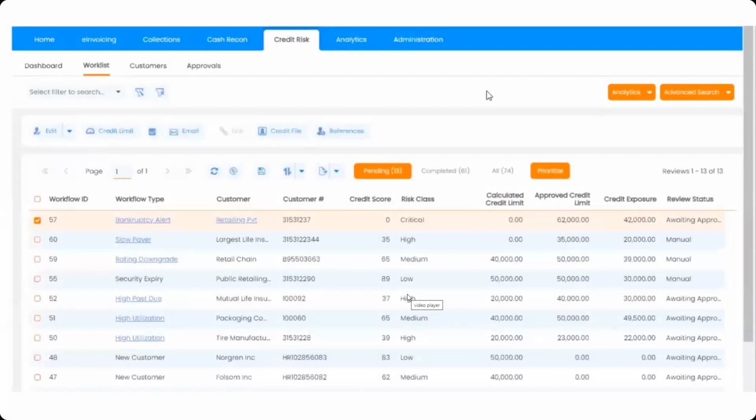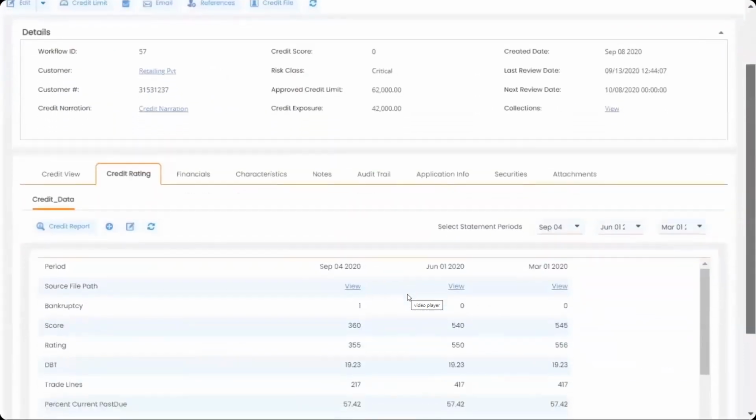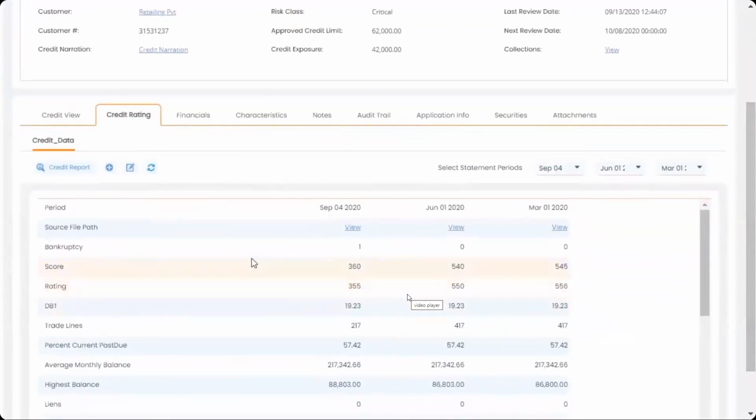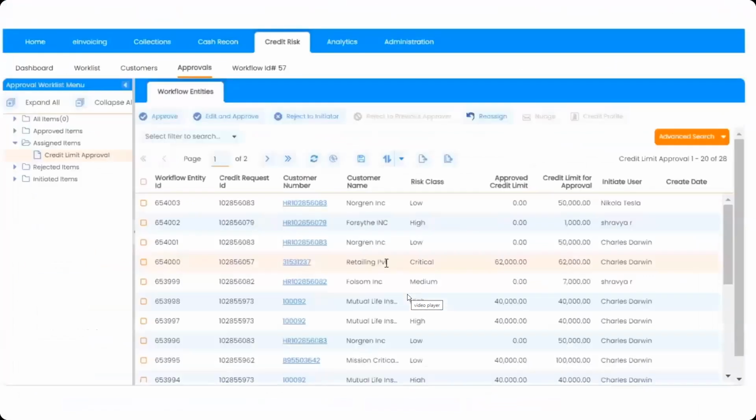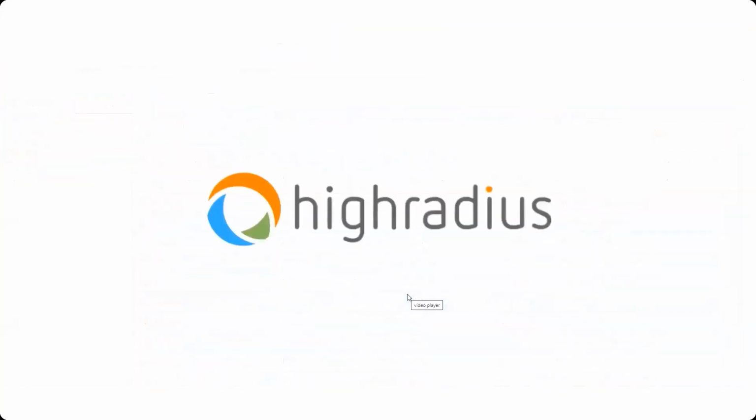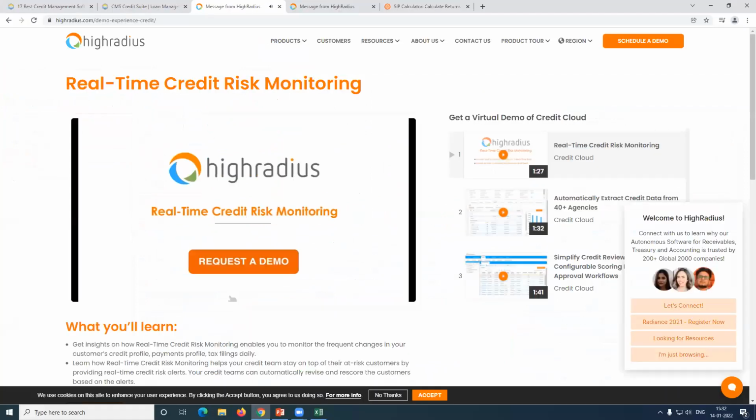Every day, your credit teams receive real-time alerts related to customers' credit profile updates. For instance, if the credit score drops by 200 points or a customer files for bankruptcy, the solution automatically pulls in the latest credit report and financials to rescore the customer and update the credit limit. Through an automated approval workflow, various stakeholders within the credit team can review and approve the revised credit limit. Once approved, the latest credit information, such as risk class and credit limit, is automatically updated in the ERP. Book a free demo and get started in just 30 days.